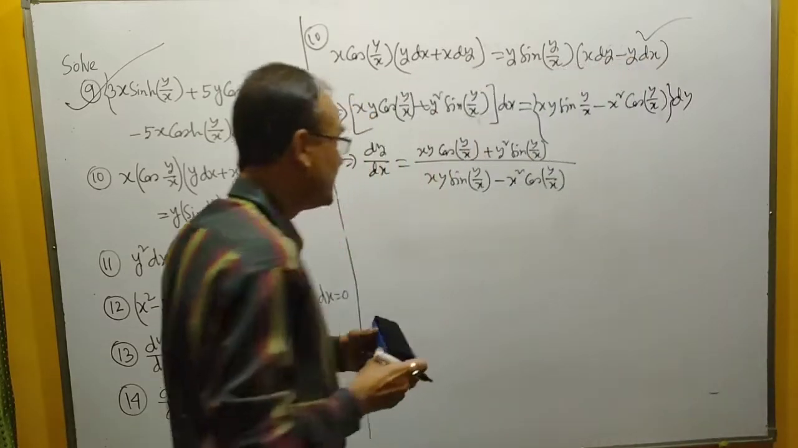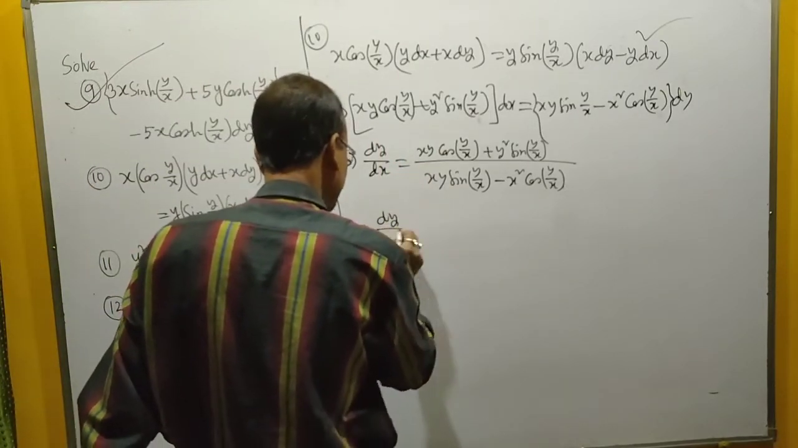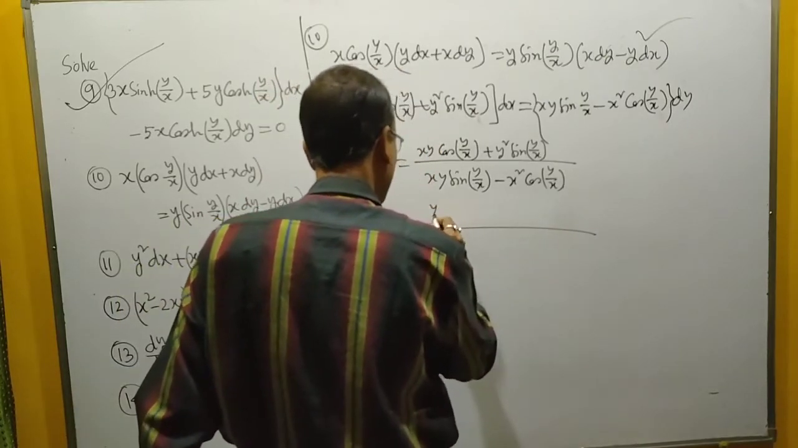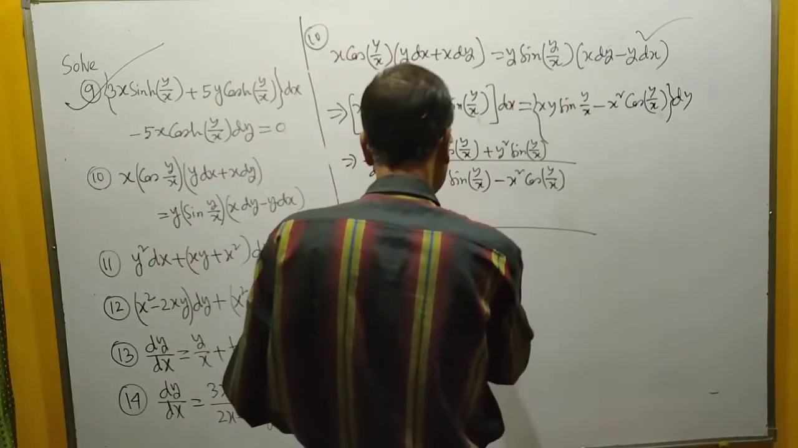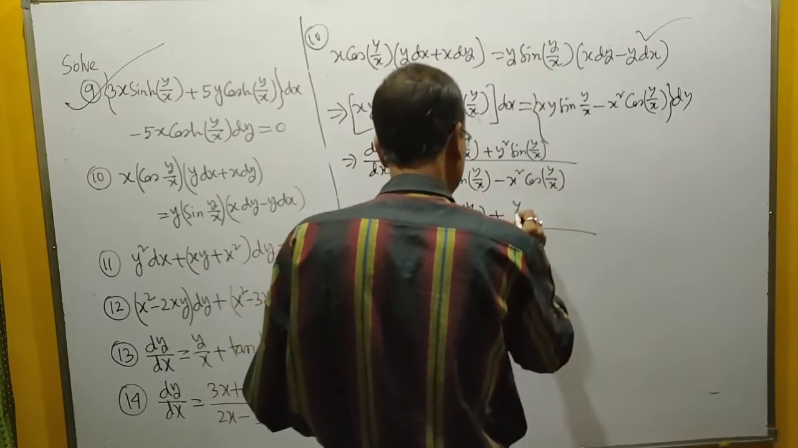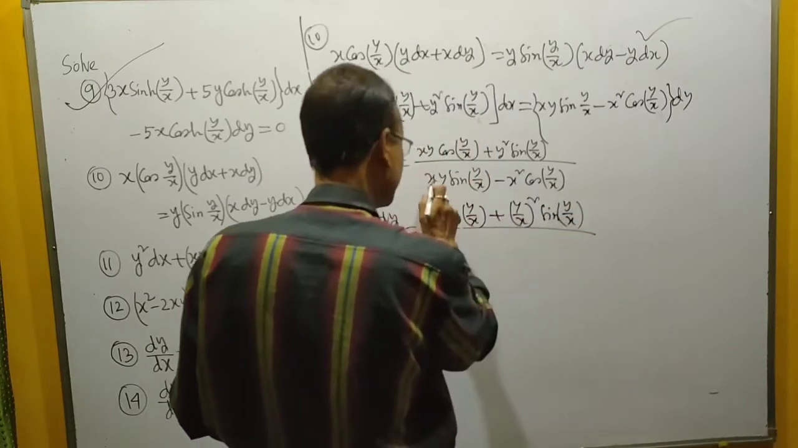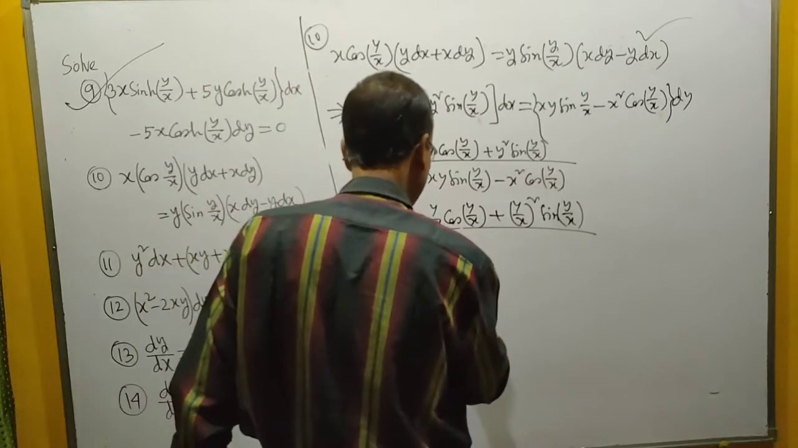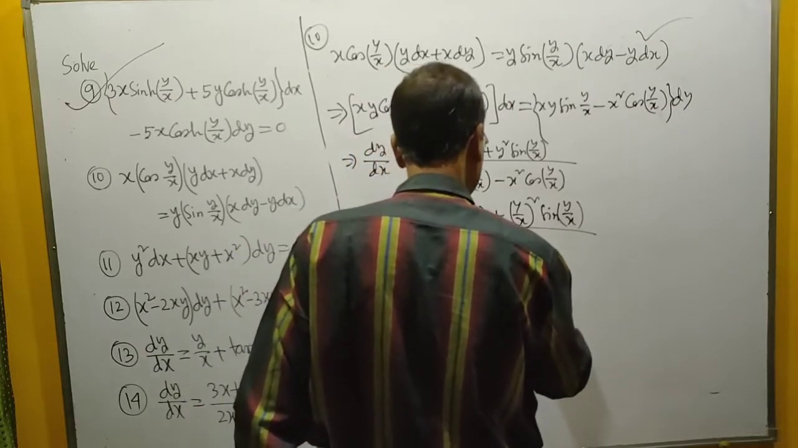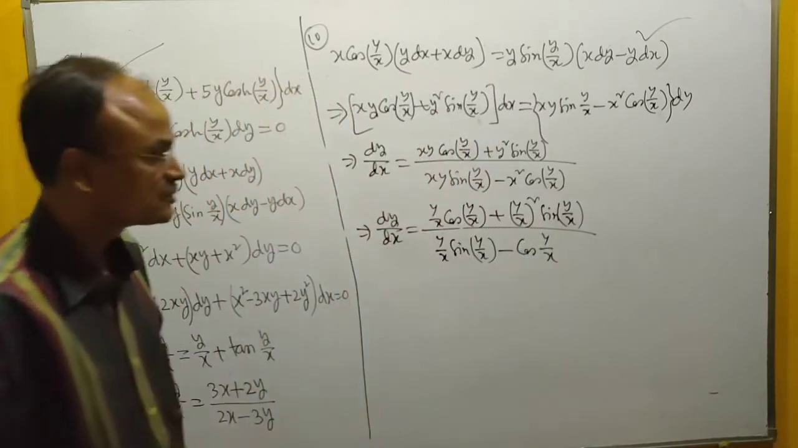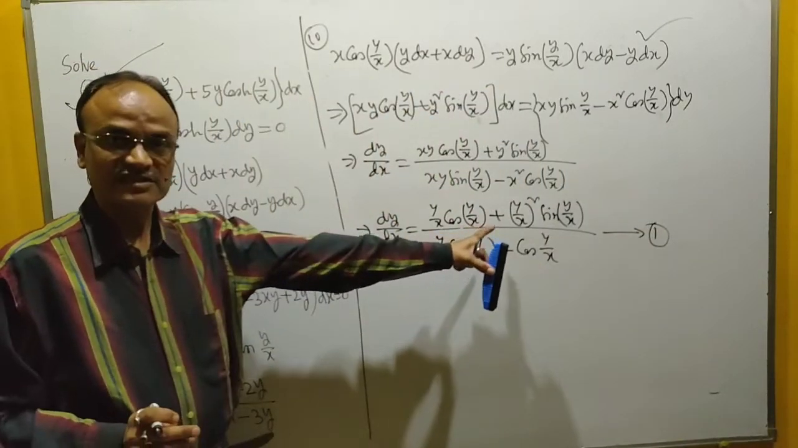Now divide the numerator and denominator by x square. You will get y by x cos of y by x plus y by x whole square sin y by x, divided by y by x sin y by x minus cos of y by x. Suppose this is number 1. Mark it as number 1.